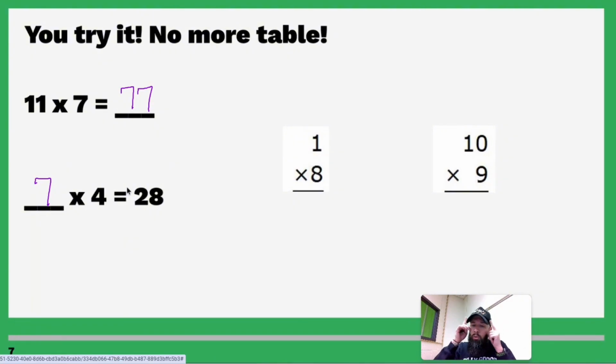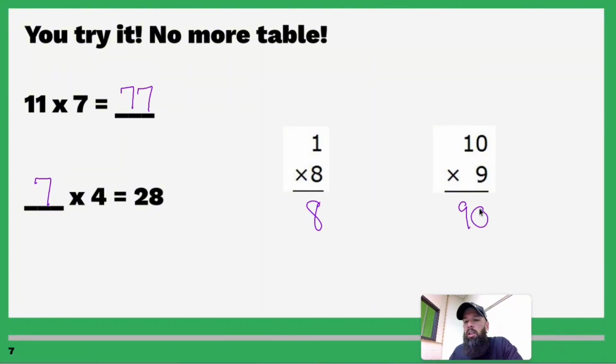So you kind of go through that little game in your head and you ask yourself, what times 4 is 28? And you try stuff out in your head until you get to the right answer. Okay? 1 times 8 is 8. No big deal. 10 times 9, 90. No big deal.